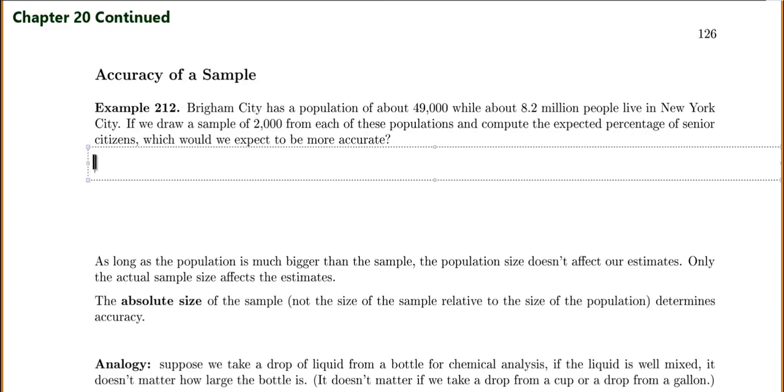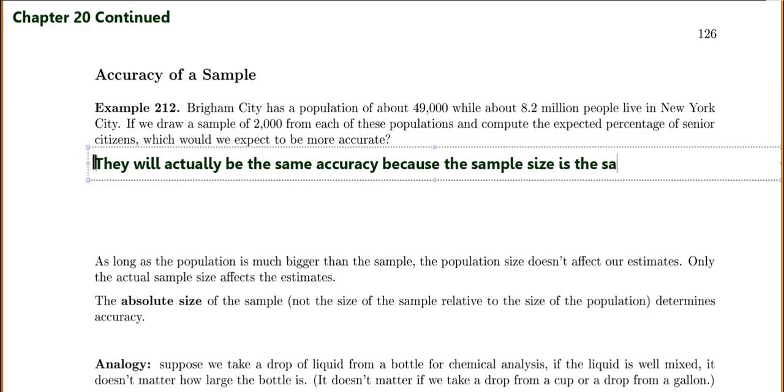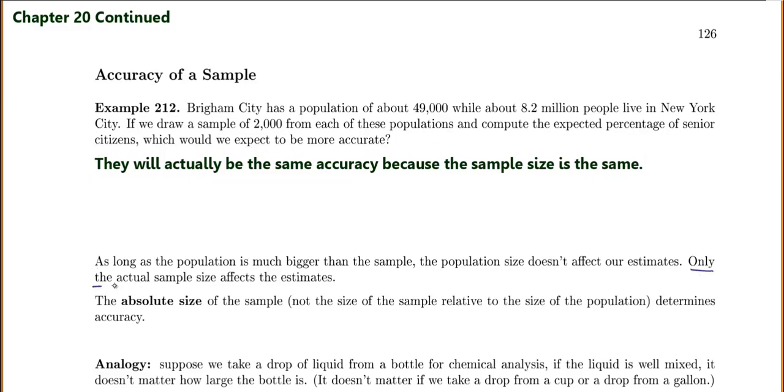So it turns out, as we're going to read just a little bit further on, that they will actually be the same accuracy because the sample size is the same. As long as your population is much bigger than your sample, your population size doesn't actually affect our estimates. If you notice in all of the calculations, I never asked you what the population size was. All I cared about was the sample size. Okay, so let's underline that. Only the actual sample size affects our estimates.